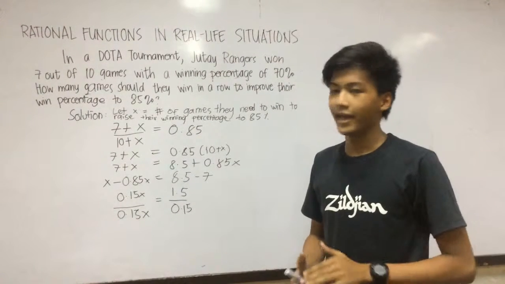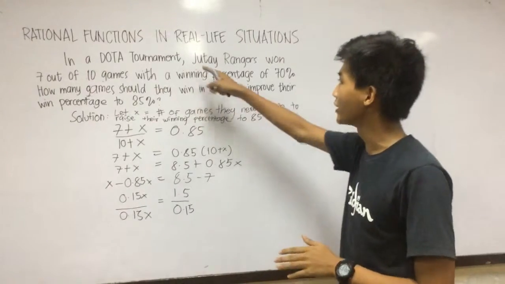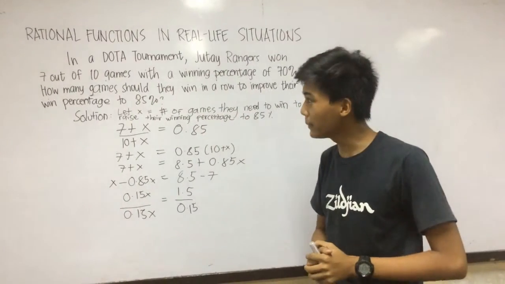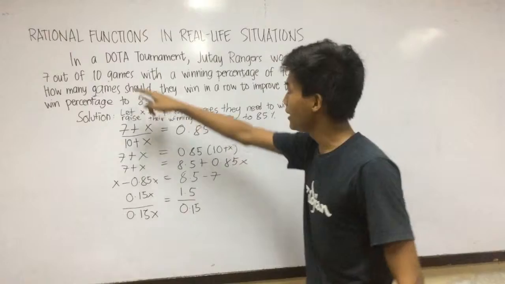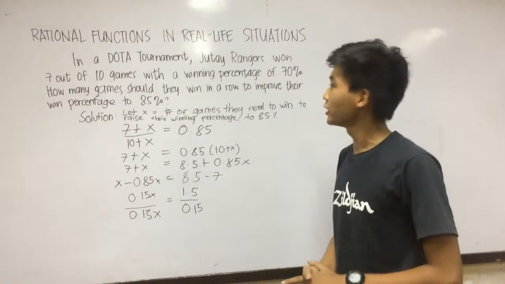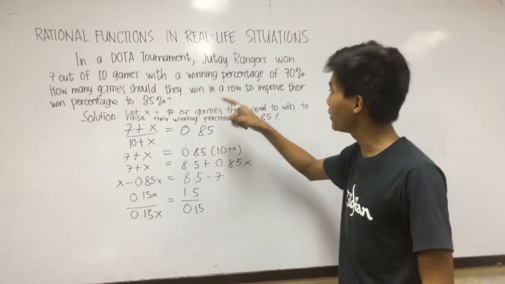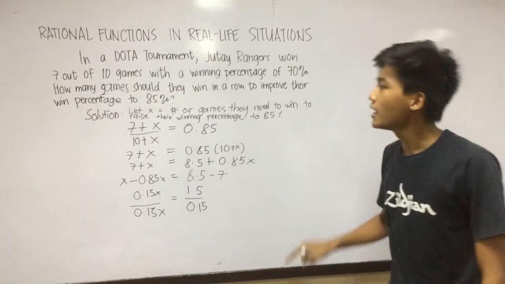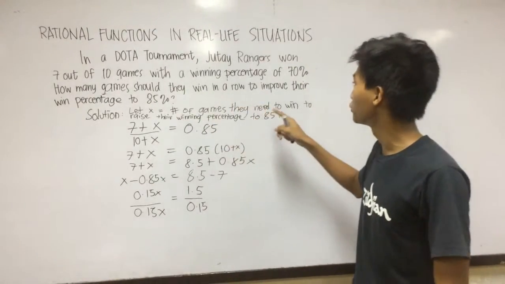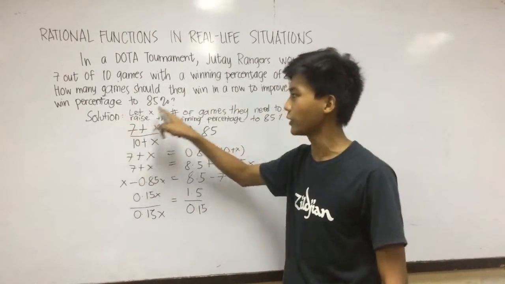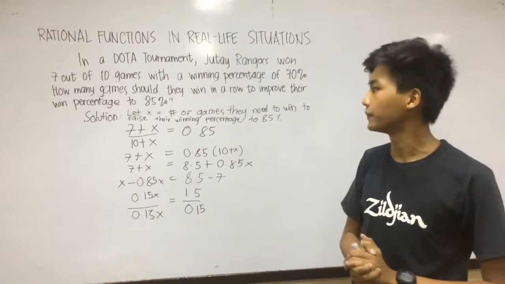Hey guys, I'm here to talk about rational functions in real-life situation. So, magbibigay ako ng example. In a Dota tournament, Utah Rangers won 7 out of 10 games with a winning percentage of 70%. How many games should they win in a row to improve the winning percentage to 85%? So, here is the solution.